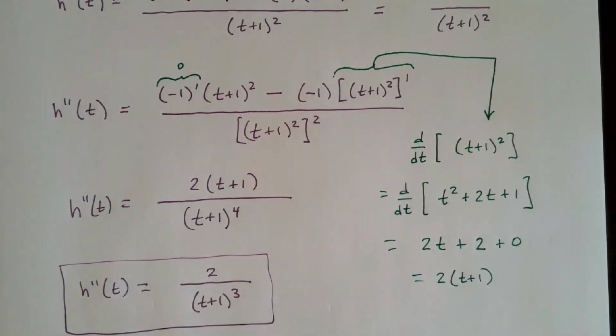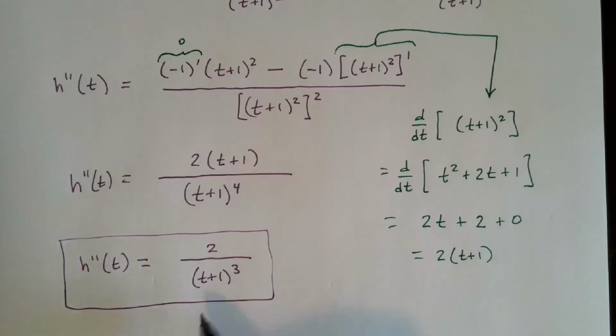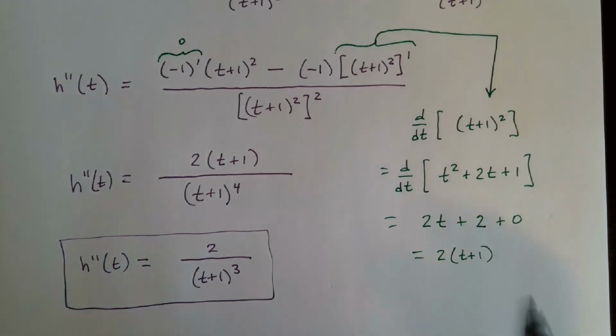Now if you want the third derivative, we can do it. You have to use quotient rule again, and you'll need to find the derivative of t plus 1 cubed, and you can do it similar to the way we did it for t plus 1 squared. Okay?